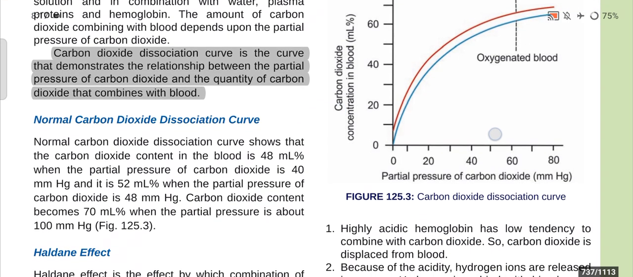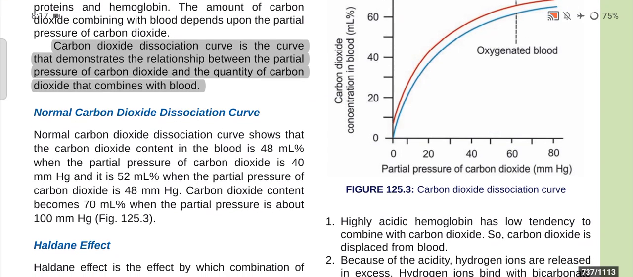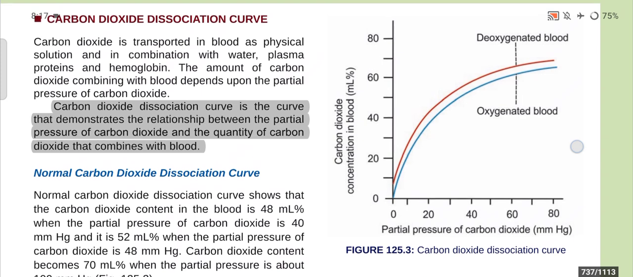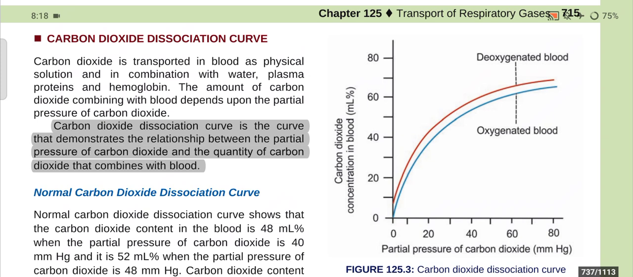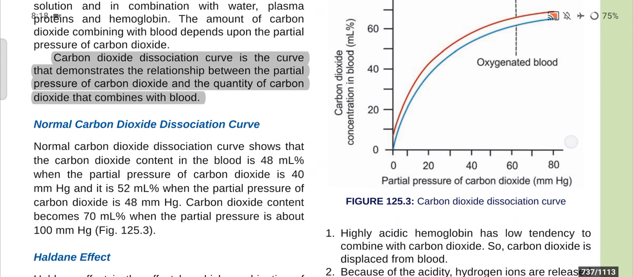Now, normal carbon dioxide dissociation curve shows that the carbon dioxide content in the blood is 48 ml percent when the partial pressure of carbon dioxide is 40 mmHg, and it is 52 ml percent when the partial pressure of carbon dioxide is 48 mmHg. Carbon dioxide content becomes 70 ml percent when the partial pressure is about 100 mmHg. You can see in the diagram the plotted graph for deoxygenated blood and oxygenated blood, with carbon dioxide concentration in the blood in ml percent and partial pressure of carbon dioxide in mmHg. It is the plotted curve.